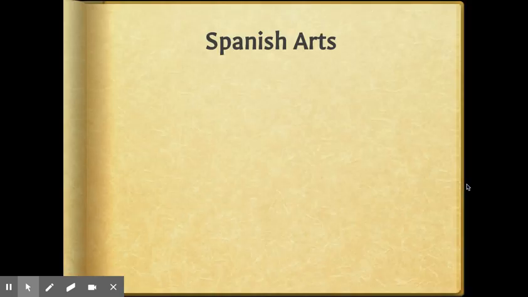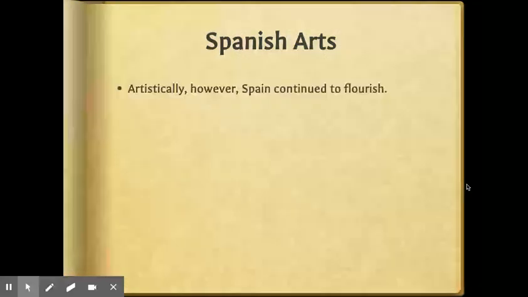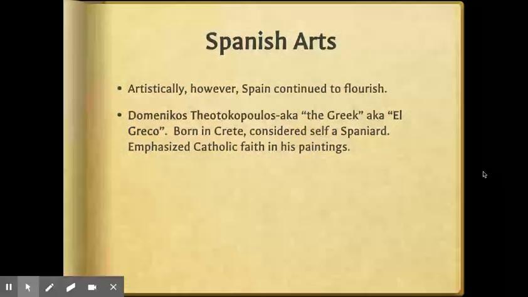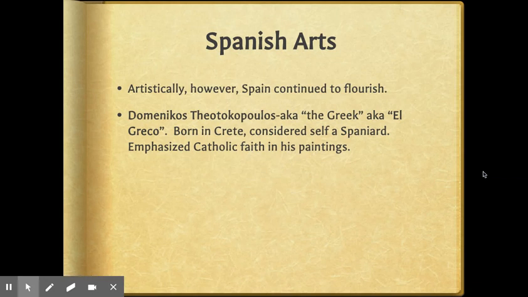Now, their arts are going to flourish. They've got three important artists at this time. Dominikos Theotokopoulos, this giant name. He was also known as El Greco, which means the Greek, even though he was technically born in Crete. He was a painter, and in most of his paintings, he emphasized the glory of the Catholic faith.